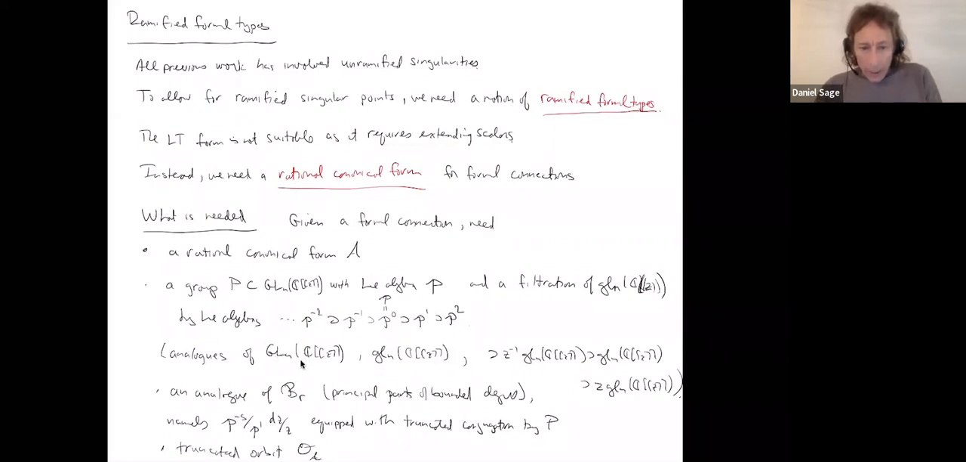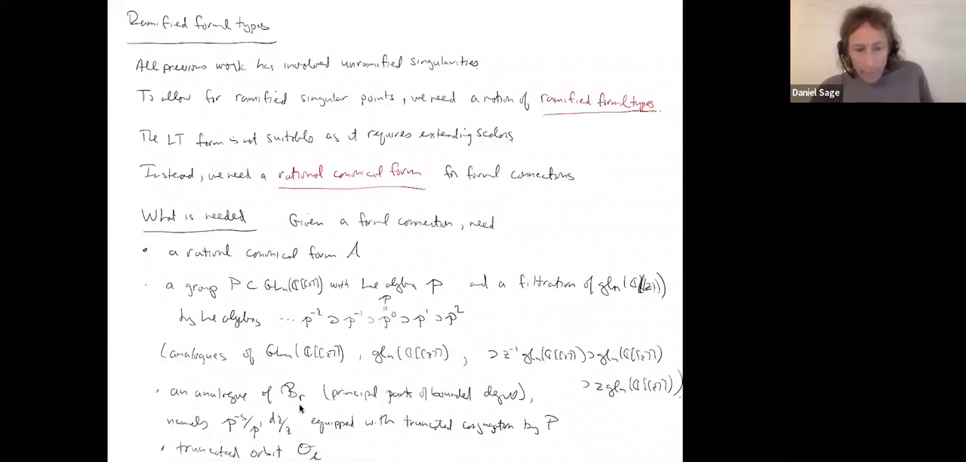We were looking at GLN of the power series. Its Lie algebra is little GLN of the power series. And the associated filtration is just, you take GLN of the power series and you multiply by powers of Z. And this filtration is basically telling you what is the lowest degree of your matrix. It's the degree filtration. Okay, so it's a very simple, obvious thing. For ramified singularities, you need these more complicated filtrations.